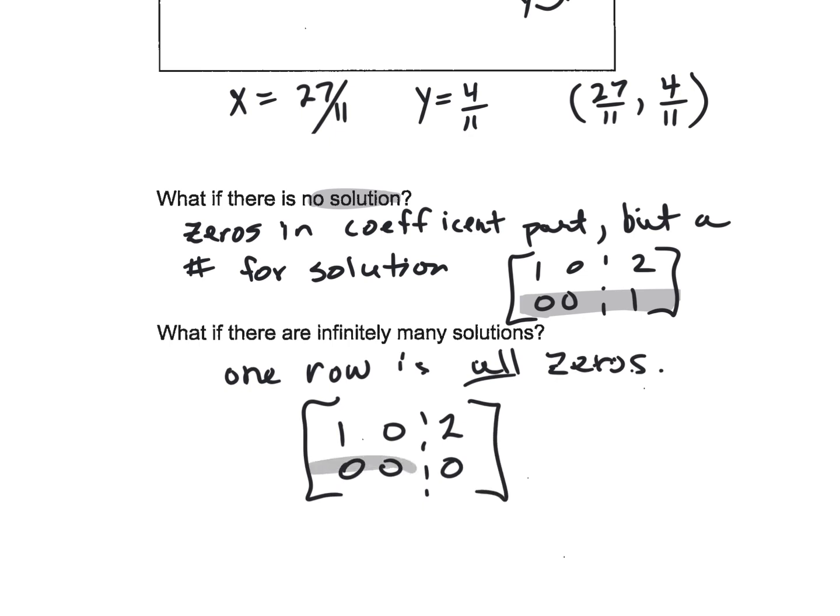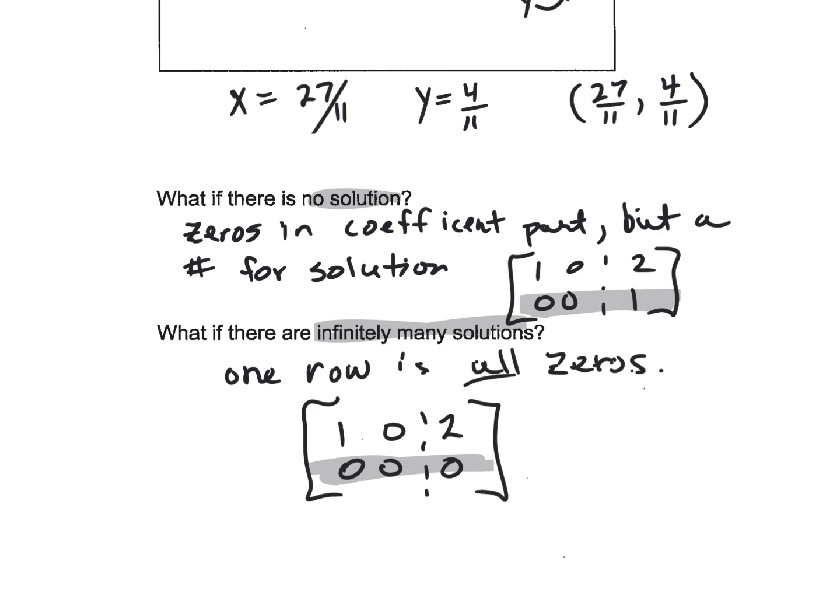So this is the row that would tell us that there are infinitely many solutions. And it doesn't matter if it's the first row or the second row. If all one row is zeros, then it's infinitely many solutions. Are we good? Now, that is the easiest way to solve one of these.